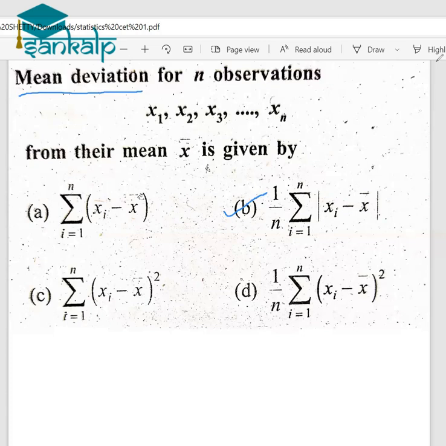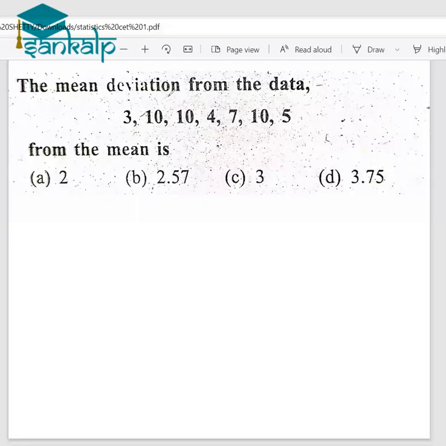Next question, question number 3. The mean deviation of the data 3, 10, 10, 4, 7, 10, 5 from the mean is: 2, 2.57, 3, 3.75. Again, a similar question, we need to calculate the mean deviation.